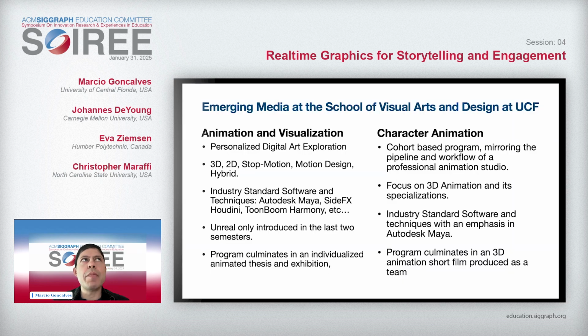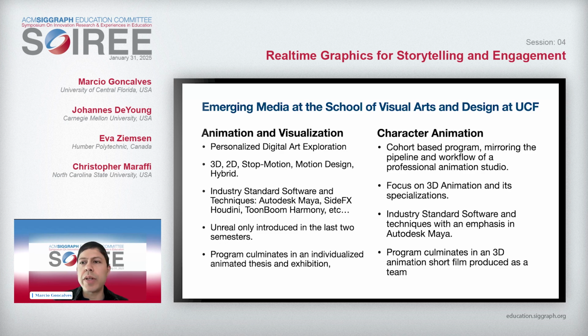So basically, at the emerging media at the School of Visual Arts, we have two tracks. We have the animation visualization track, which is a personalized, more individual track, and then we have the character animation track. The character animation is more 3D focused. It's more like a team-based cohort. The one where I teach the most, animation visualization, is really about the individual artist finding their own voice. They can choose 3D, 2D, stop motion, motion design.